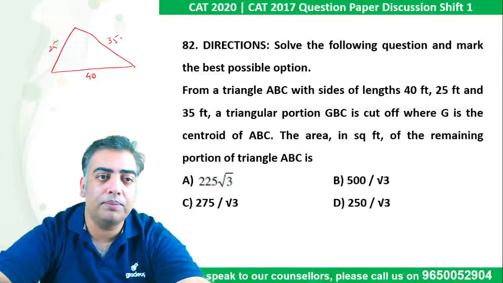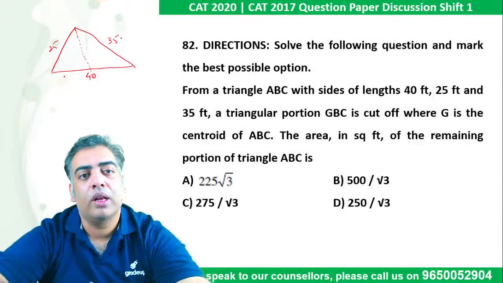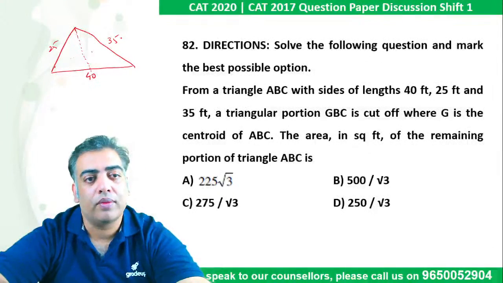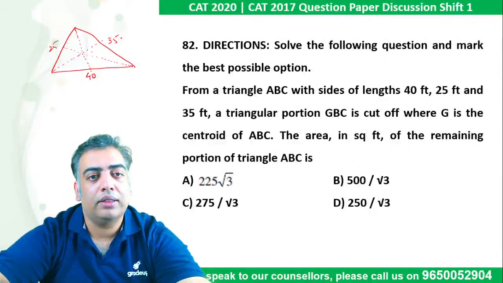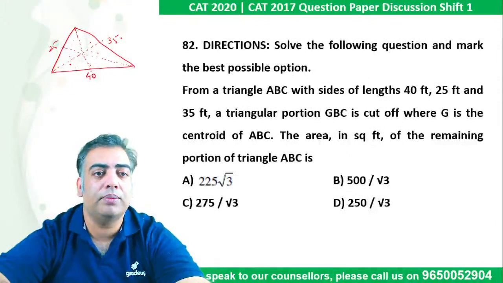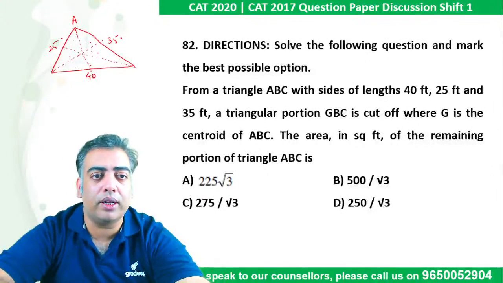So guys, we must know that we get centroid when we draw medians, all three medians of the triangle. And a median divides a triangle into two equal areas. Right, so if we draw all the three medians, something like this, then please keep in mind the triangle got divided into 6 equal areas. All the areas will be equal.